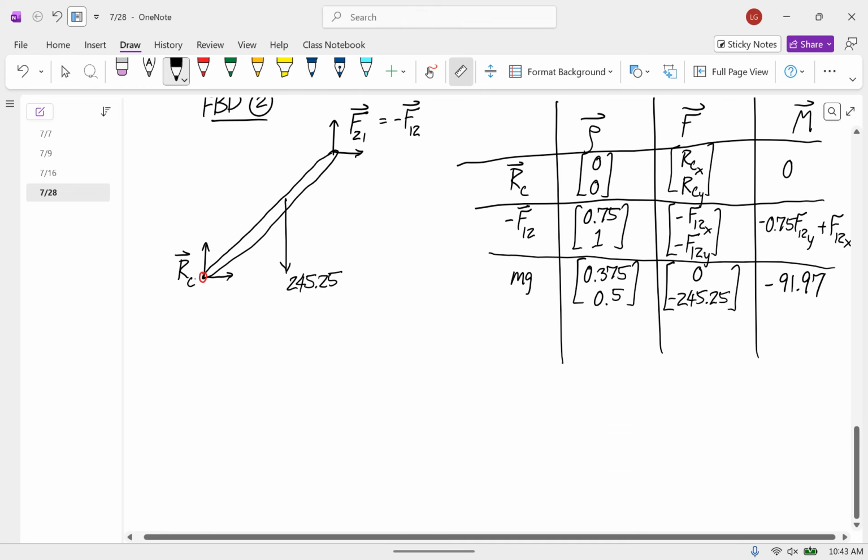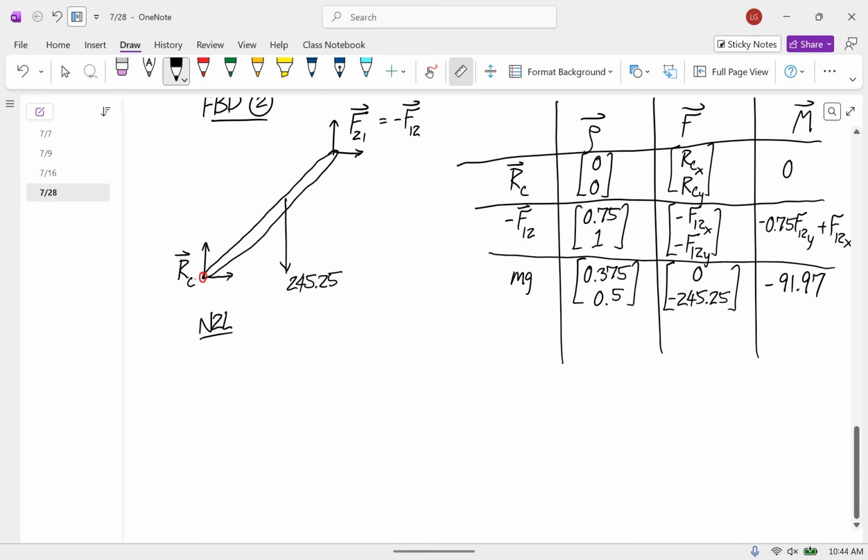And now Newton's second law. This time I'm going to skip writing it out and I'm just going to put it into the equation form. So our fourth equation is going to be add up all the x components and set them equal to 0. So we have RCX minus F12x is equal to 0.